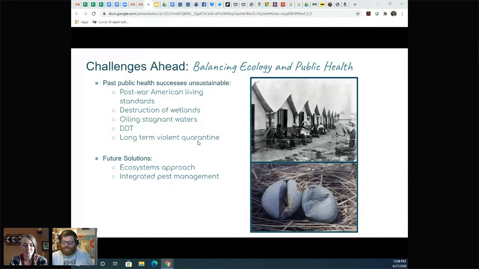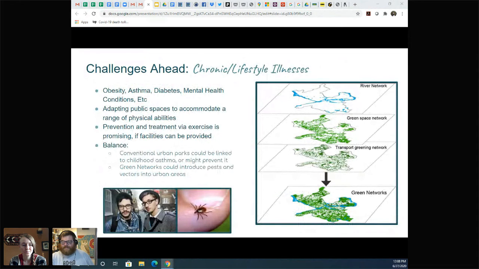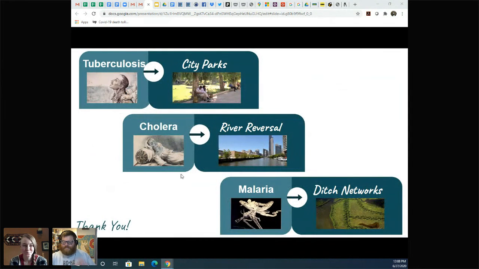So just as we go forward, we're looking at more ecosystems approaches and integrated pest management. And there's also the challenge of battling chronic health issues, and park space is actually going to be very important in that, but we just need to be careful to do it in a way that doesn't introduce pests like hipsters and ticks. So that's our presentation.